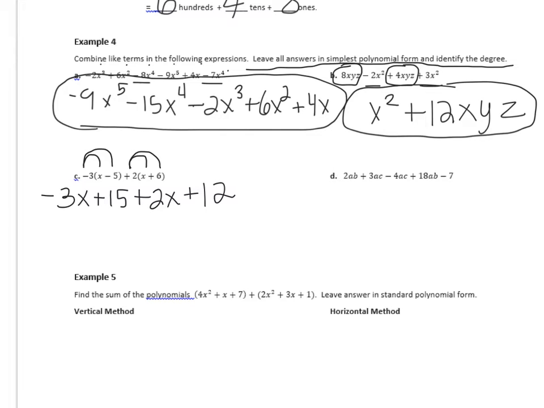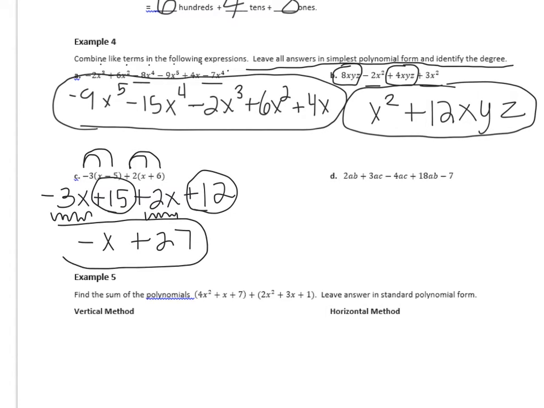Now take a look at those four terms. Remember, the most specific name for a polynomial with four terms is polynomial. We don't have a special name for that. However, I think we have some like terms to combine. We can combine this negative 3x with this positive 2x, which gives us negative 1x. We can also combine this constant, 15, with this constant, 12. 15 plus 12 is 27. So actually, that four-term polynomial was really a binomial in disguise, because once we combined like terms, there were only two terms left.